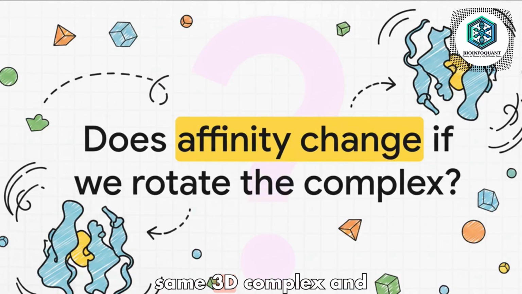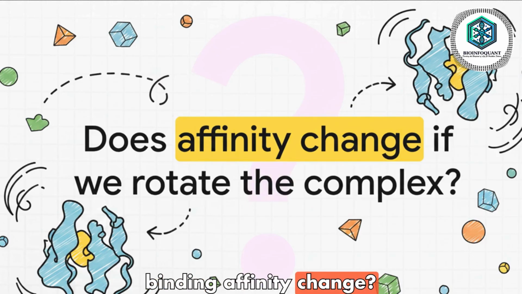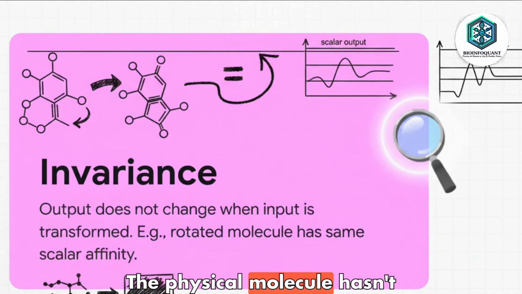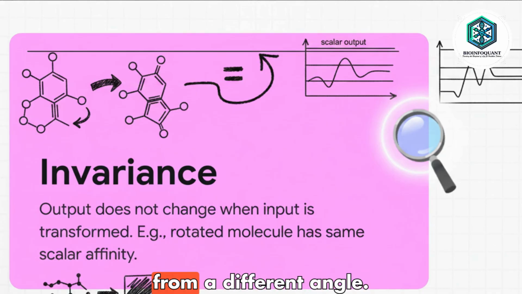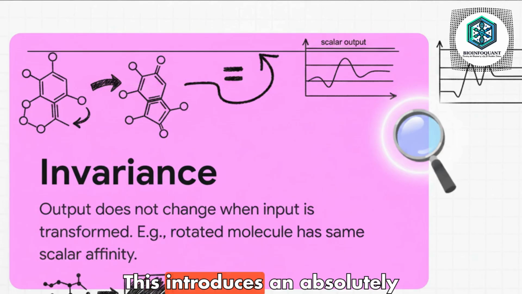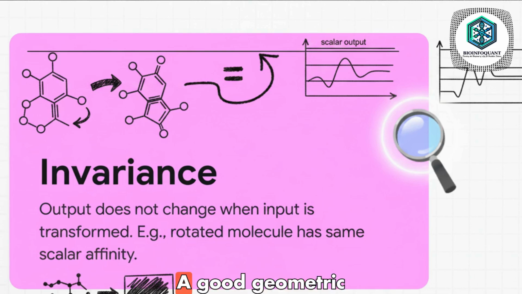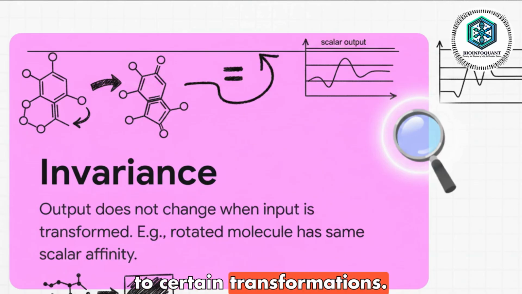If you take that exact same 3D complex and simply rotate it upside down in space, should the predicted binding affinity change? The answer obviously is no way. The physical molecule hasn't magically changed just because we turned it around to look at it from a different angle. This introduces an absolutely crucial concept called invariance. A good geometric deep learning model must be invariant to certain transformations.